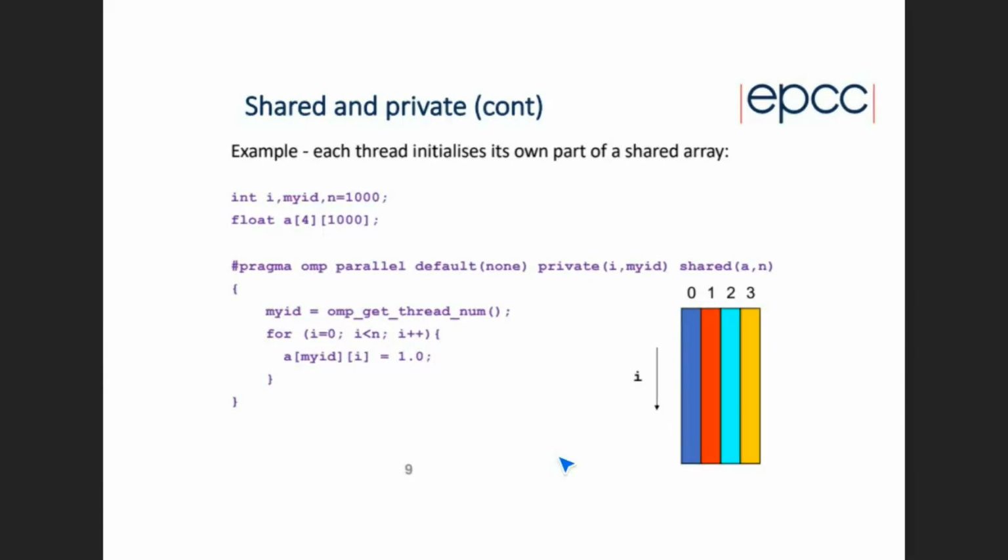Constructing meaningful code with just what we've learned so far is a little bit difficult, so this is something of a contrived example. But suppose I have some shared array, which has 4 columns in it, and I want each thread to initialize part of the shared array.